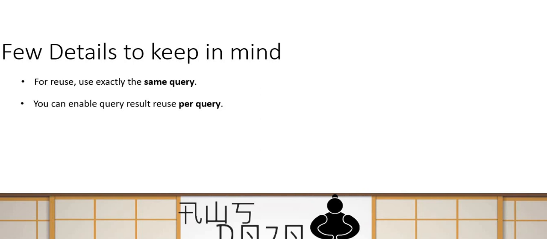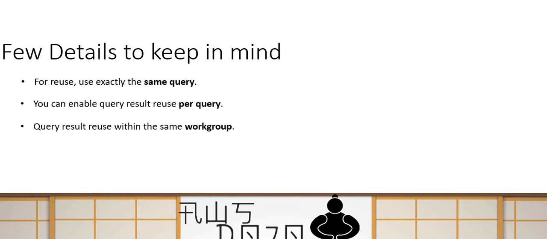Second thing, it is enabled per query. This is very important to understand. It is not that in one place you say, hey, simply cache every query. It doesn't work that way. You have to say that for this particular query, I am going to enable query result reuse, and then it will be reused.